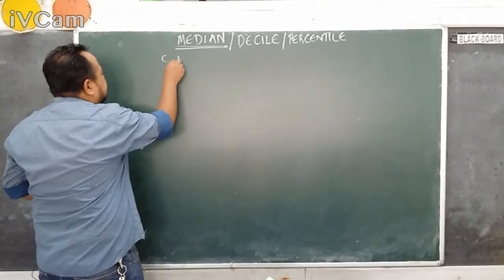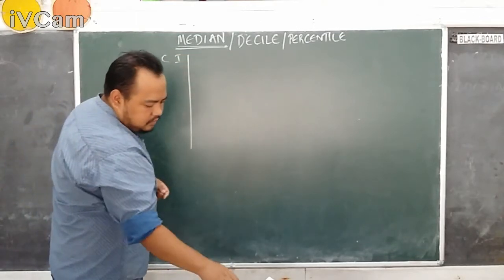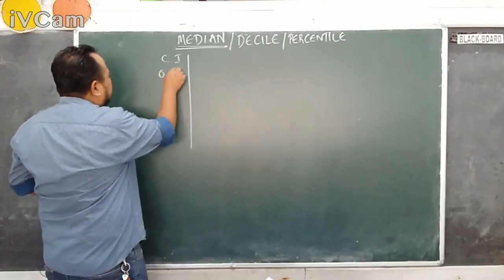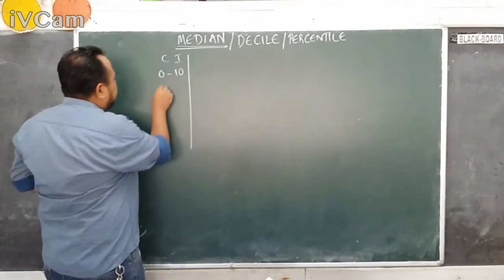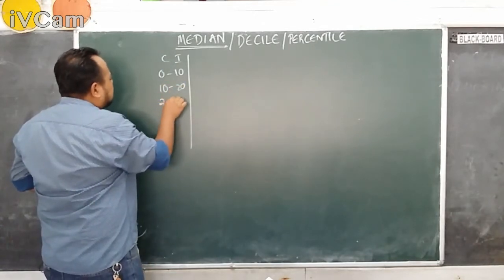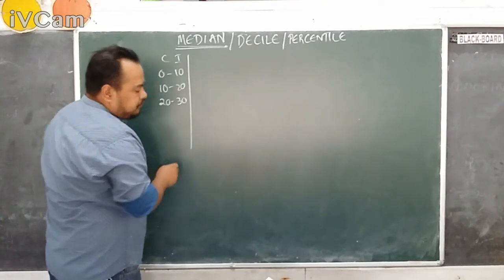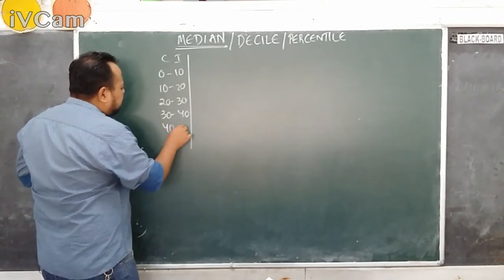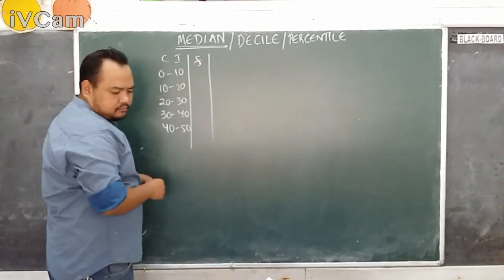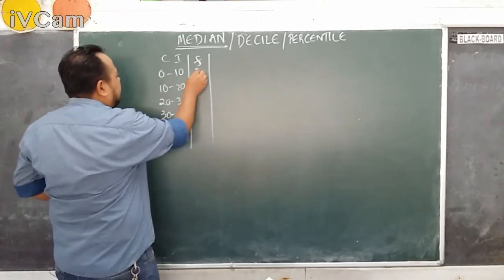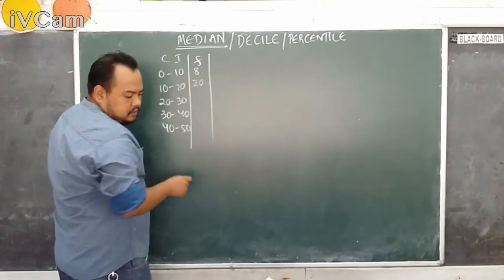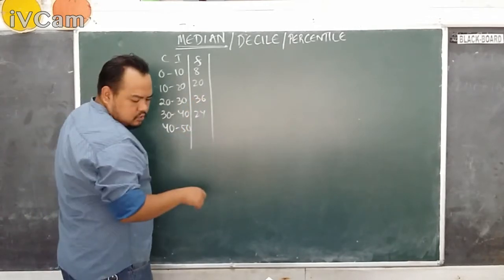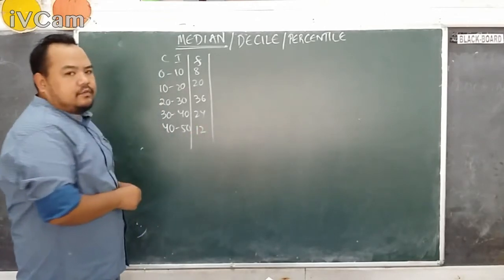The class interval, CI, is given. The class intervals are 0 to 10, 10 to 20, 20 to 30, 30 to 40, and 40 to 50. The frequencies are given as 8, 20, 36, 24, and 12. So only these two will be given.